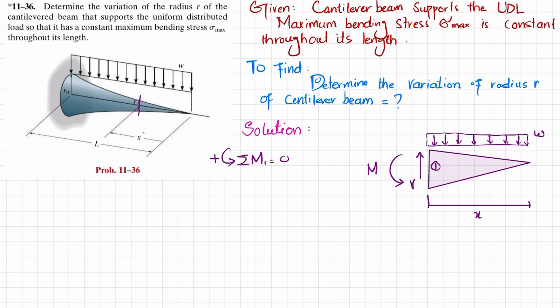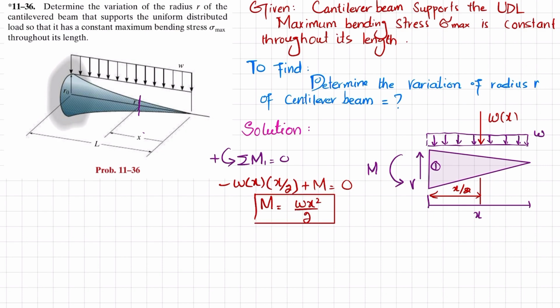So I will represent this W when converted into a point load. It will be W into length, which is x, and that will be acting at a distance of x by 2 from this, or from the other side as well, clear. So the first moment will be W into x into x by 2. This is clockwise, so it will be negative, plus the external moment M. This will be equal to 0. So it means that this moment will be equal to Wx square over 2. So this is the moment.